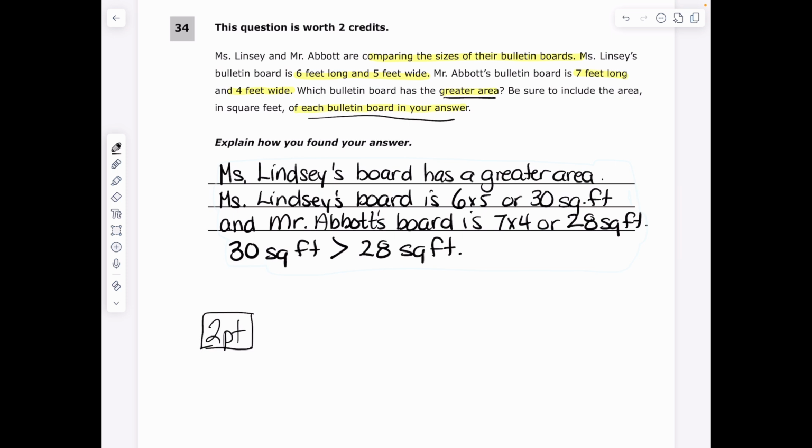So you should have something like this. Make sure you give yourself a point if you said Miss Lindsay's board was greater, and give yourself a point if you gave the areas for both, the 30 and the 28. If you didn't give the areas for both, then you may have to take a point away from there.